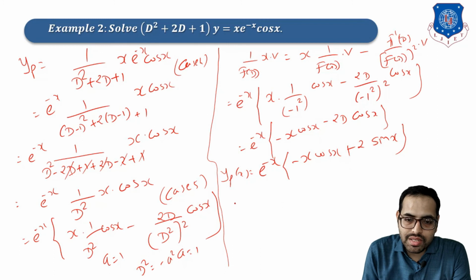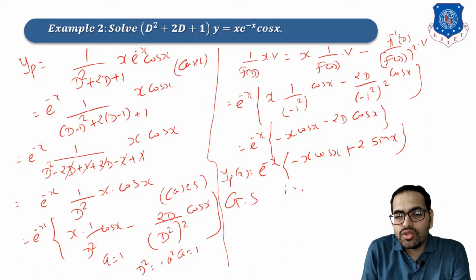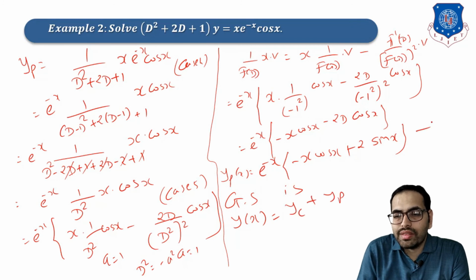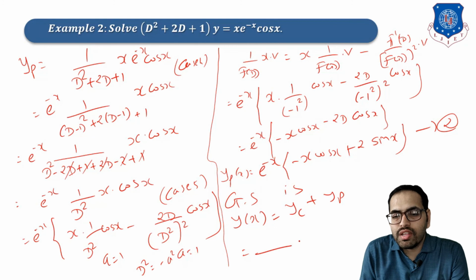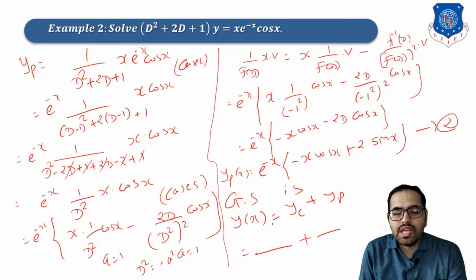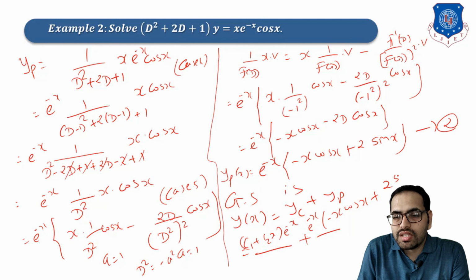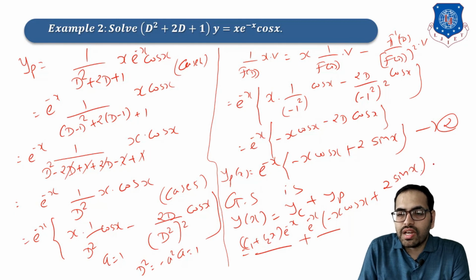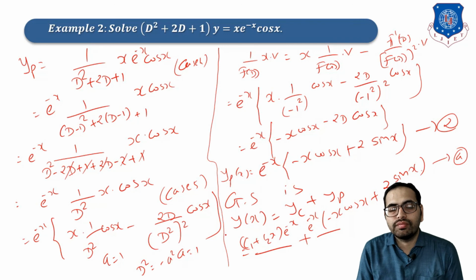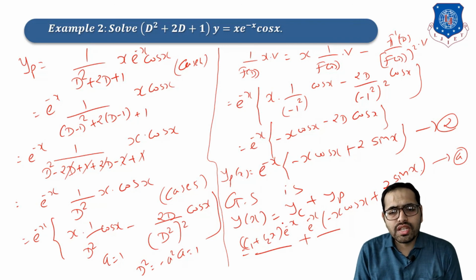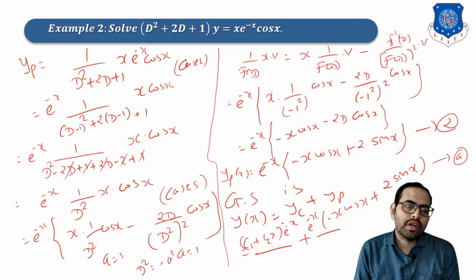then minus minus plus. Now the general solution is y of x equal to yc plus yp, that is our equation number 2. Substituting the values of yc and yp in this equation, yc which is (c1 plus c2 x) e raised to minus x, yp which is e raised to minus x (cos x plus 2 sin x). That is our general solution, the combination of complementary function and particular integral.